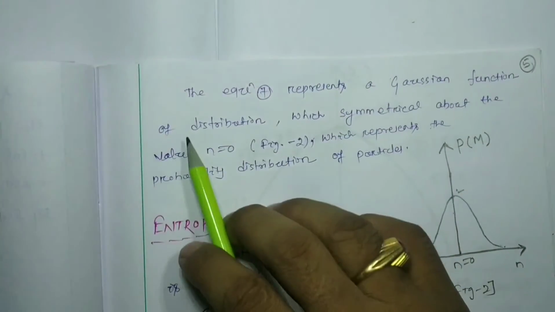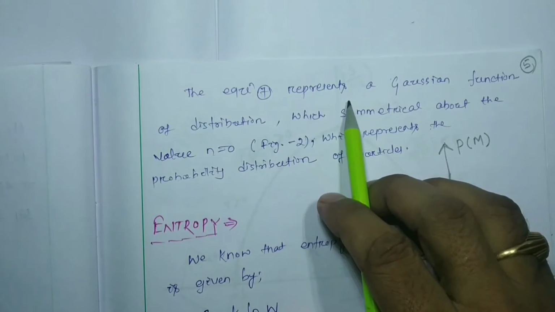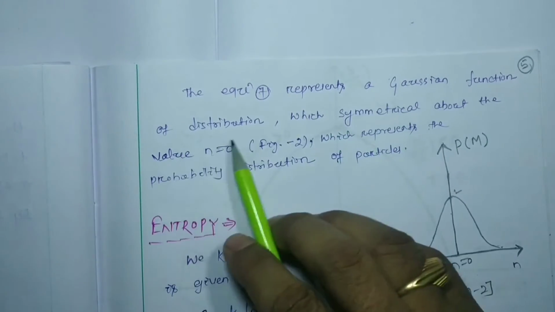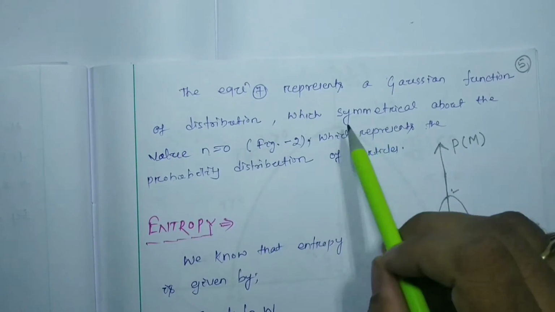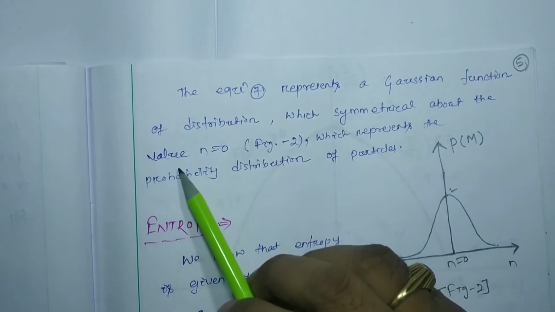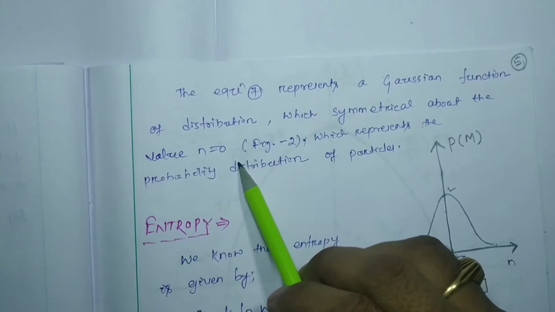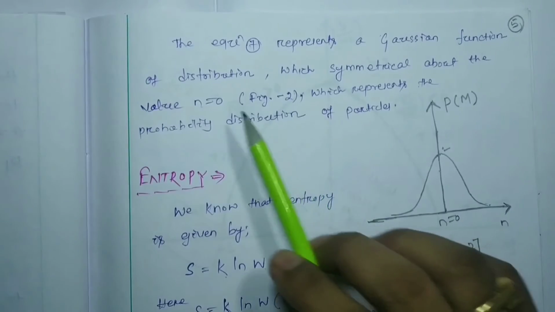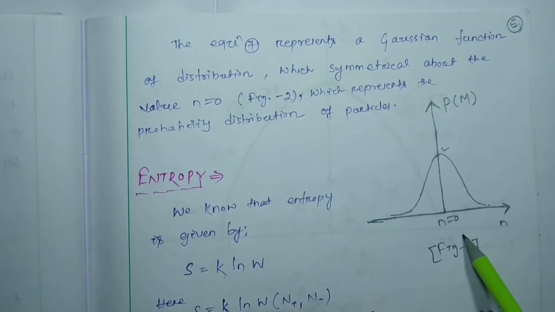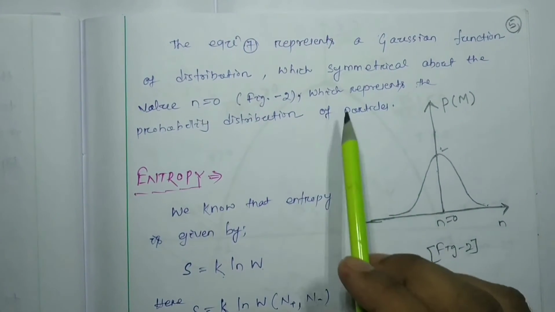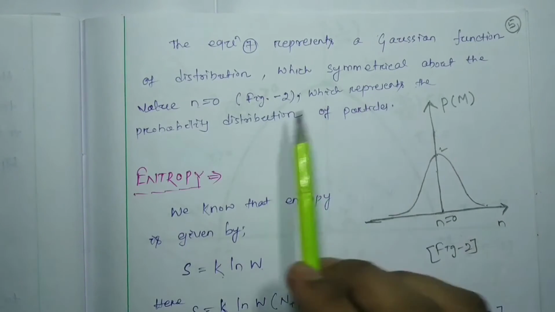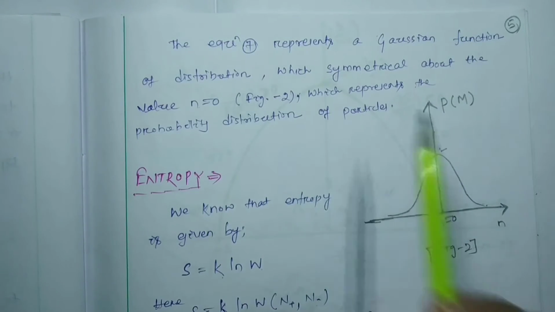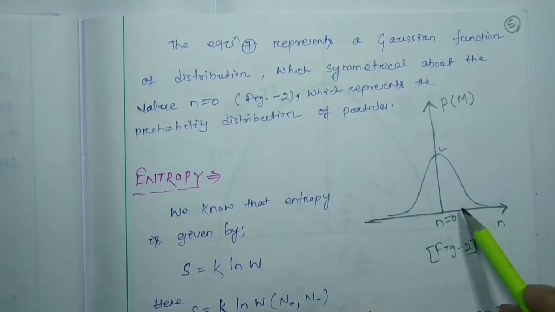Come to the next page. Equation number 7 represents a Gaussian distribution function, symmetric about the value n equal to 0, which is represented by figure 2. This represents the probability distribution of the particle.